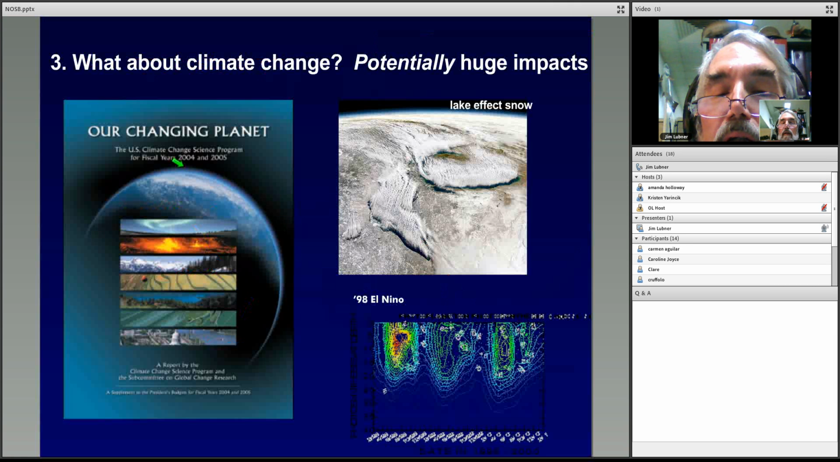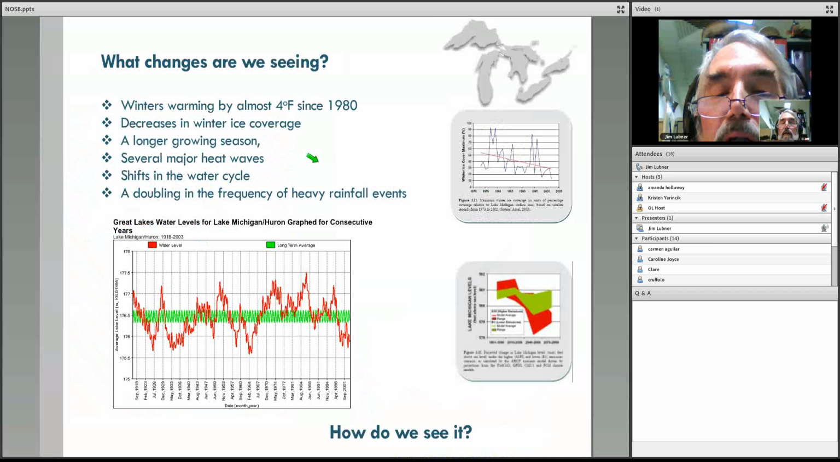And I thought I would mention climate change just a bit. These three graphics are actually three images of Lake Michigan, one of them in an El Nino year showing chlorophyll production, and then these two are non-El Nino years. You can see that climate events affect large bodies of water like the Great Lakes. We are seeing changes in the Great Lakes, as we are in all parts of the planet, I think. Our winters are warmer by almost 4 degrees in the last 30 years. Our ice coverage has decreased. We have a longer growing season.